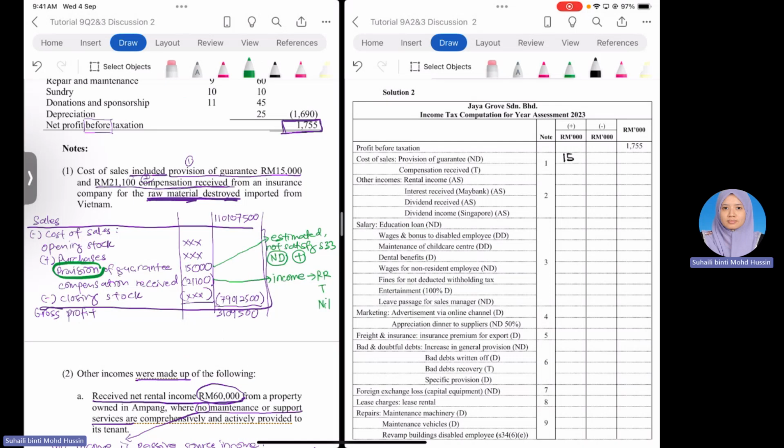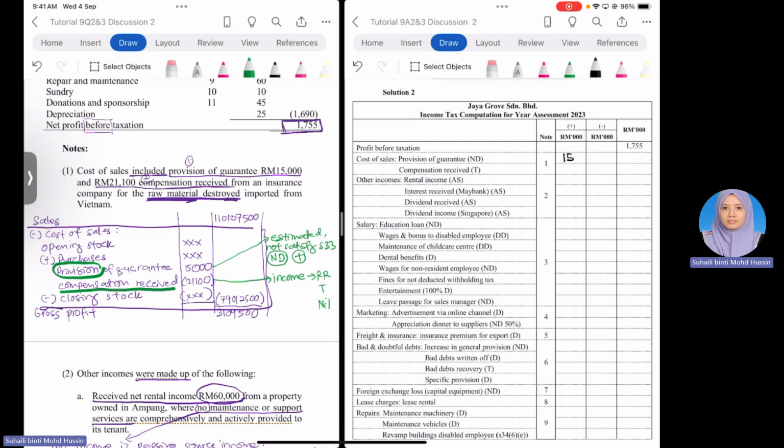Then the second item included under the cost of sale is compensation received. Why does the company receive the compensation? Because they import the raw material from Vietnam, but when they import the material from Vietnam, the raw material is destroyed in the transportation. So they claim the insurance from the insurance company, and they receive compensation received of 21,100 ringgit.